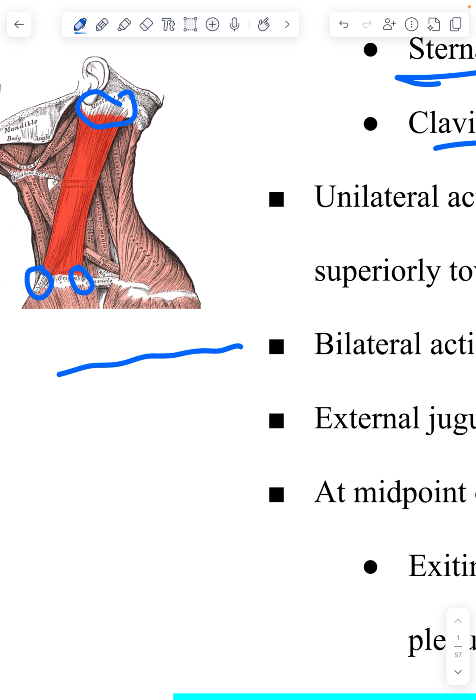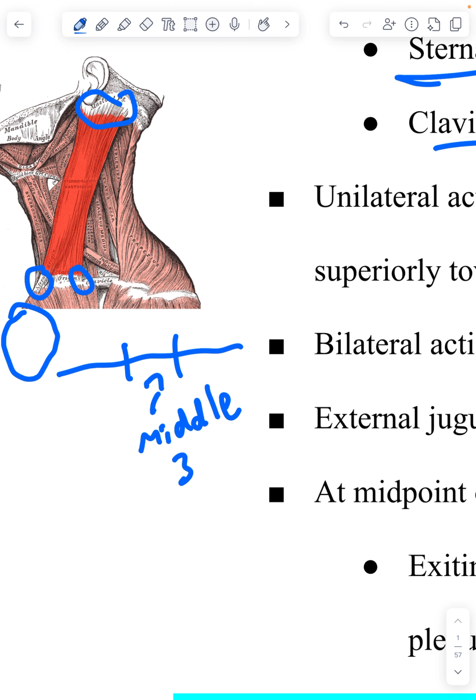So if this is your clavicle, and the neck is like here, this is the middle third, which is important for other stuff. This is closer to the neck, so medial third. And then this would obviously be the lateral third.